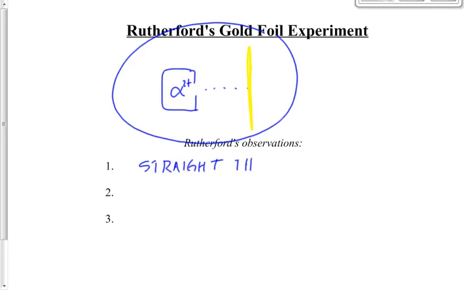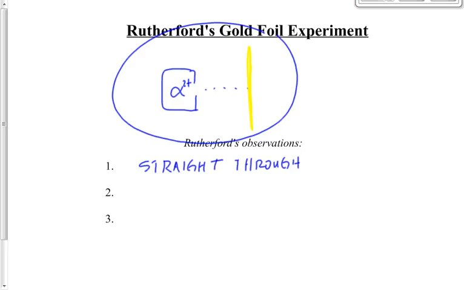What did that tell him? The fact that most of the alpha particles went straight through told him and his assistants that there's a lot of empty space. Most of the atom is empty space. Not all of it, but most of the atom is empty space.